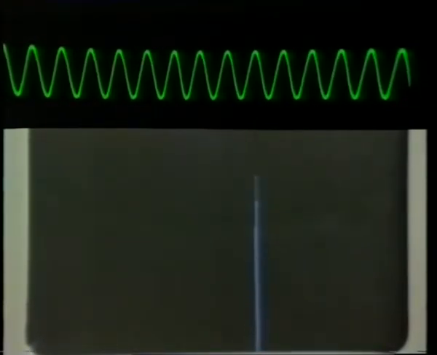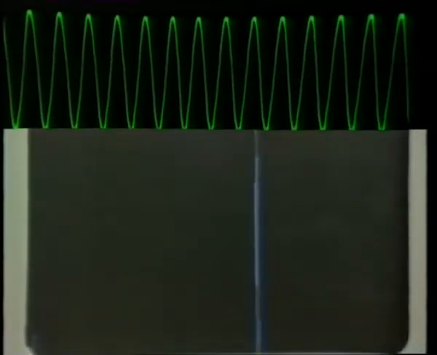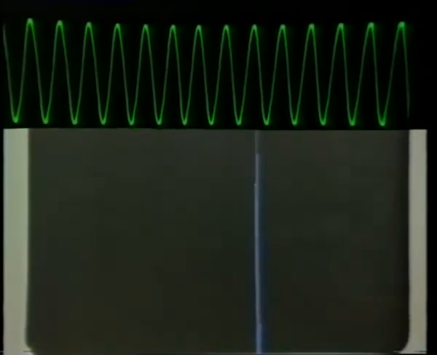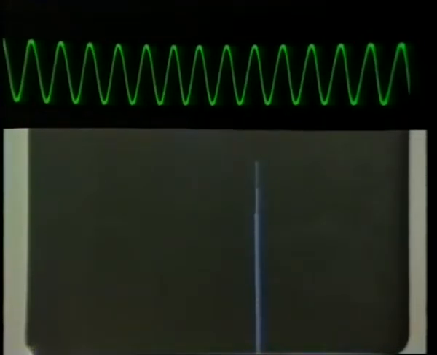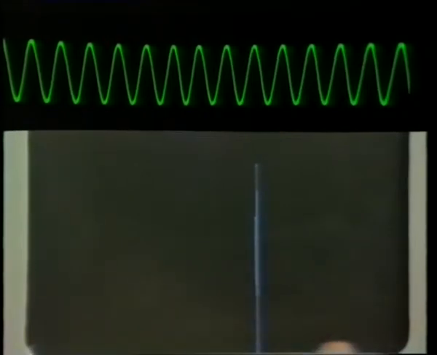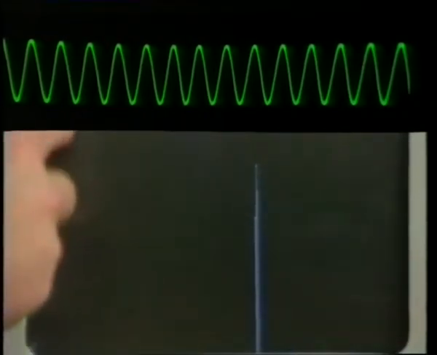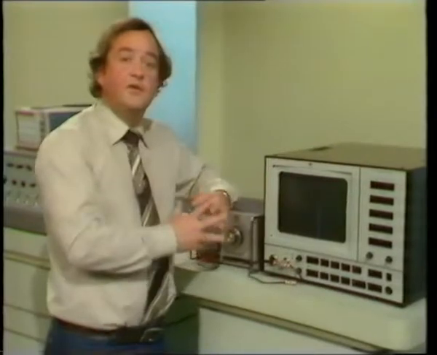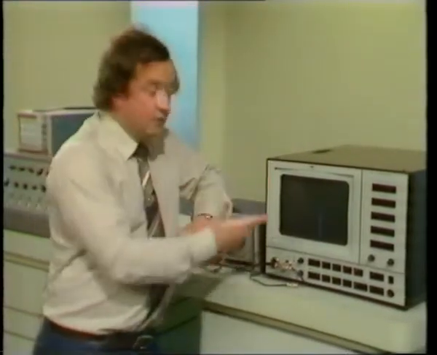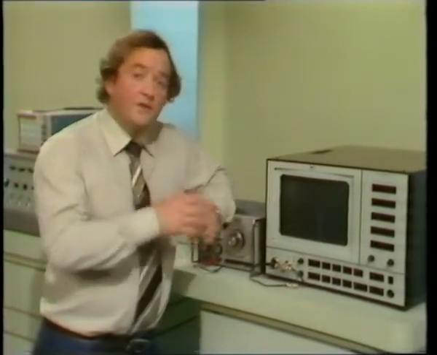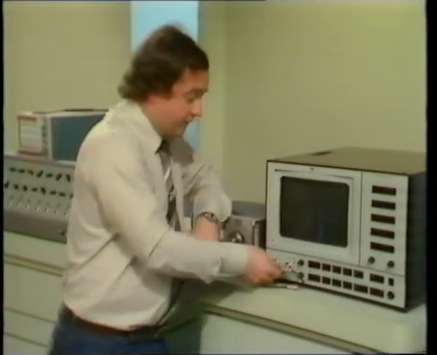If I now change the amplitude of that sine wave, increasing and then decreasing, you can see that the length of the line alters. So we're plotting frequency along this axis and amplitude in this direction. It's plotting the spectrum of its input, in fact, just a single line for a sine wave. Well, that's okay for a sine wave. Let's now have a look at that square wave.